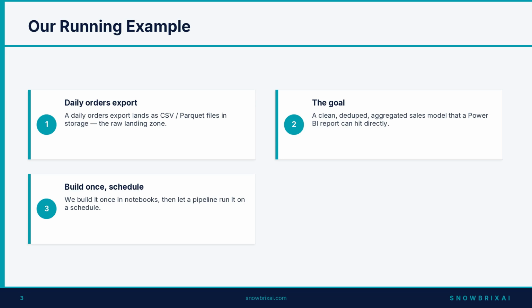Let me make this concrete with a running example. A daily orders export lands as CSV and Parquet files in storage. That is messy real world data. Duplicates, bad rows, loose types. Our goal is a clean, deduped, aggregated sales model. Something a Power BI report can hit directly. And here is the craft. We build it once in notebooks, then we let a pipeline run it on a schedule. Build once, run forever, that is the whole game.